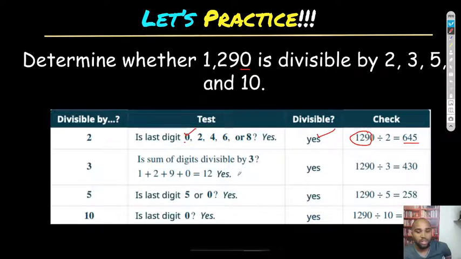That equals 12. And is 12 divisible by 3? Absolutely. So yes, this will work. Matter of fact, we can check and do 1290 divided by 3, and we get another whole number.